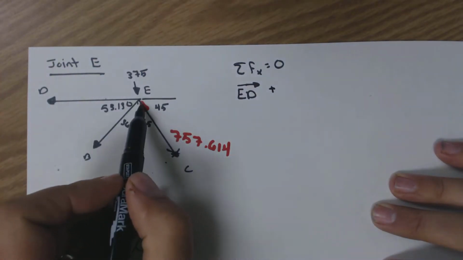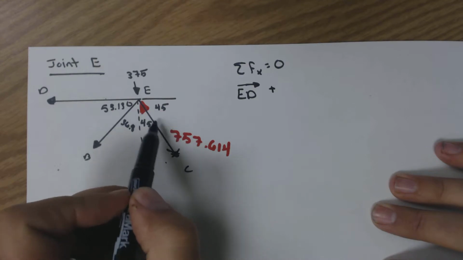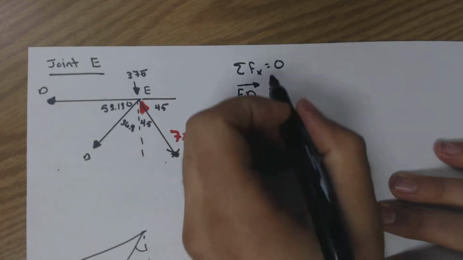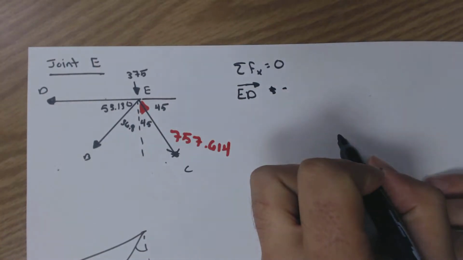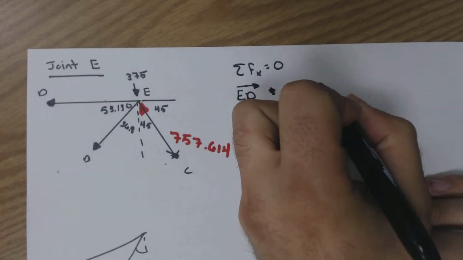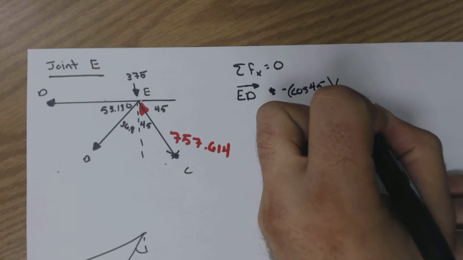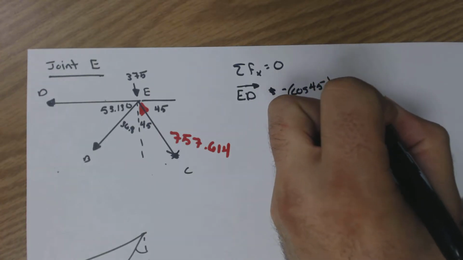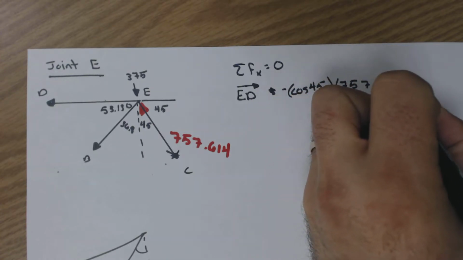So this one, I'm going to the left. See how that arrow is going up and to the left, so that's a negative in my x-axis. Negative cosine of my angle times my force, 757.614.